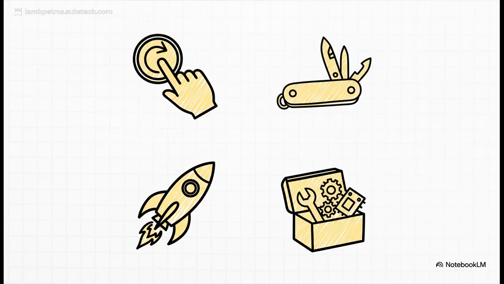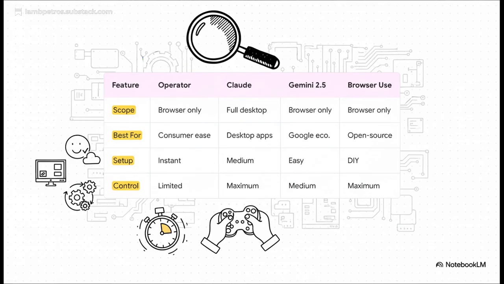The whole landscape here breaks down pretty cleanly, actually. If you want something that just works for web stuff right out of the box, you're probably looking at OpenAI's Operator. If you need to automate some complex workflow that jumps between a bunch of different desktop apps, Claude is pretty much your go-to. If you live inside the Google ecosystem, Gemini is built for speed there. And if you're a developer who wants total granular control, the open-source Browser Use framework is going to be your best friend.